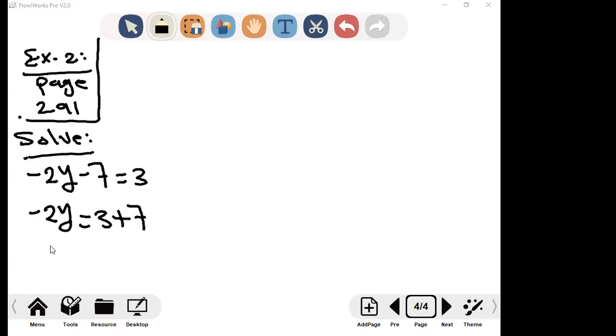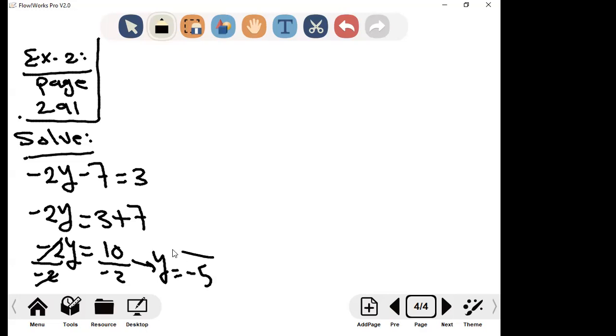So negative 2y equals 10. Divide by negative 2 both sides. The coefficient is negative 2. So y equals positive divided by negative, negative, and 5. Done? Let's do the check after example 2.